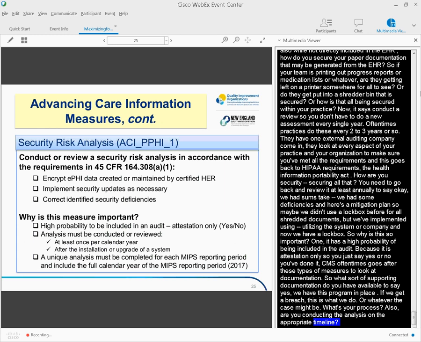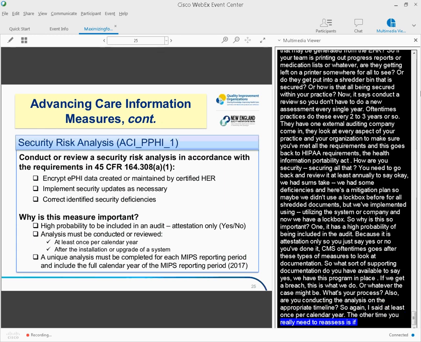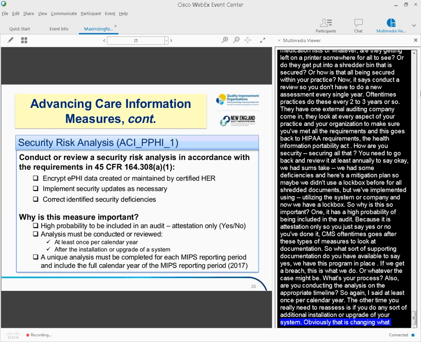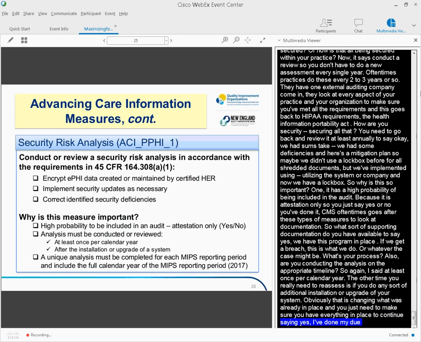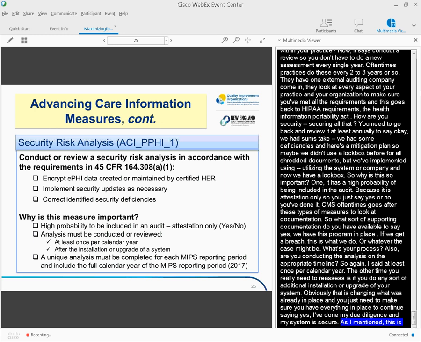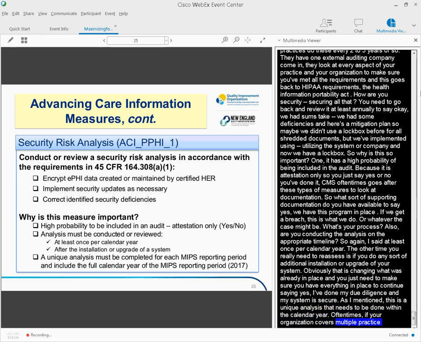As I mentioned, this is a unique analysis. It needs to be done within the calendar year. Oftentimes, if your organization covers multiple practice sites, each individual practice site should have its own individual analysis. You can take organizational elements, but you need to specifically identify what you're doing in that site.